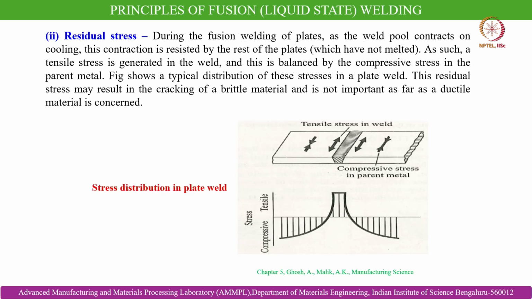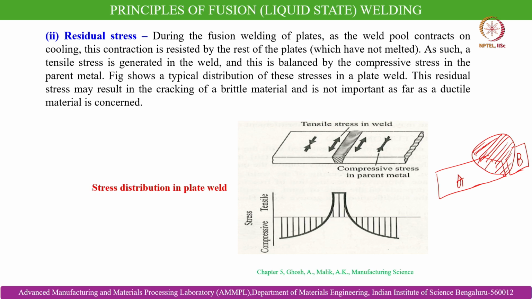Now we can discuss the residual stress. You can understand that this is basically the weld pool. If I draw a typical butt joint again, this is the weld pool which is forming. As we have already discussed, the weld pool wants to contract, whereas the workpiece material experiencing fusion welding does not let it contract.